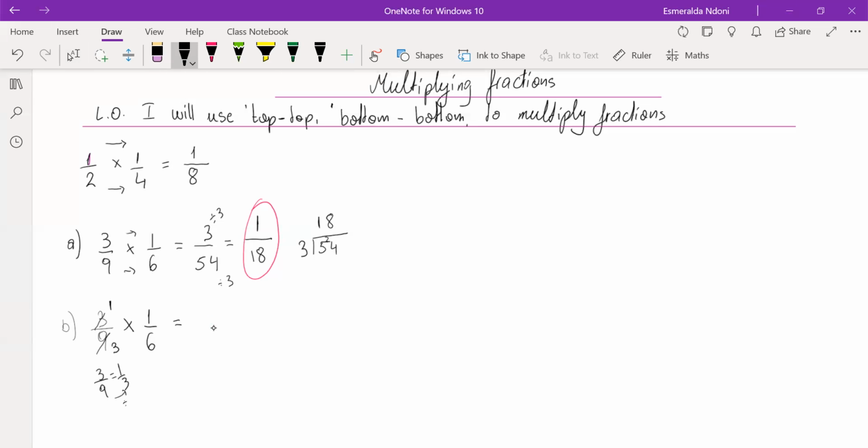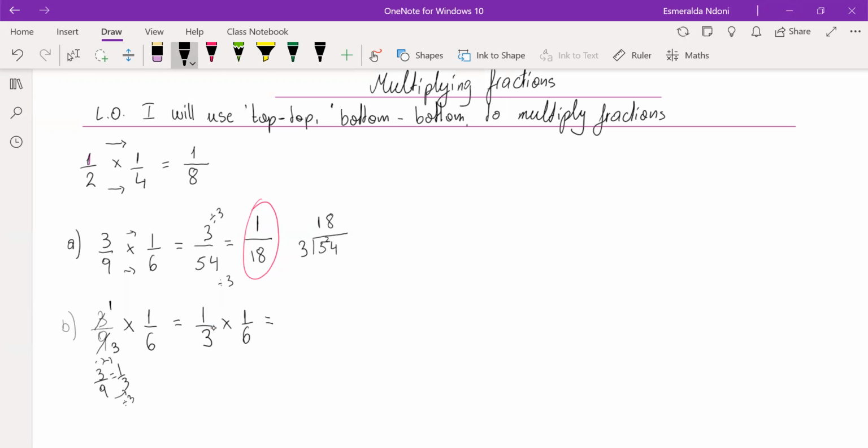They can both be divided by 3. Okay, then let's just write that. A third, and my second fraction is still a sixth. Can I simplify 1 out of 6? No, I cannot. That is in its simplest form.